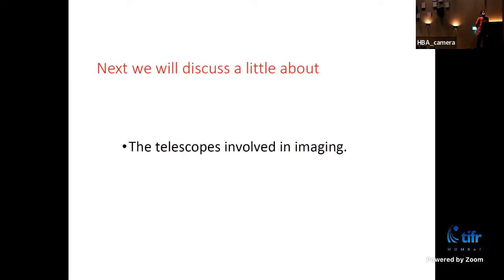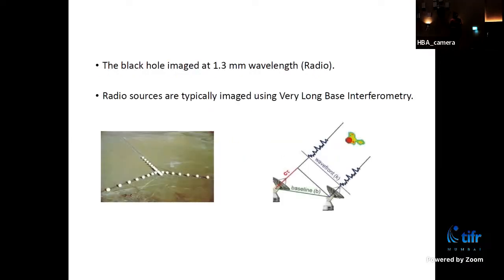Yeah. So next, now we have an idea of how the photograph of a black hole should look. So next we will discuss a little about the telescopes involved in the imaging. So the first thing to note is that both the black holes, M87 and Sagittarius A, were imaged in the radio spectrum.